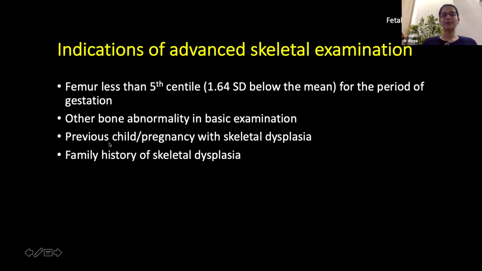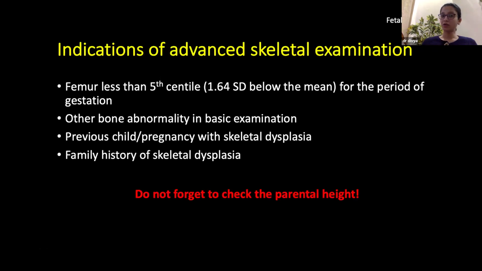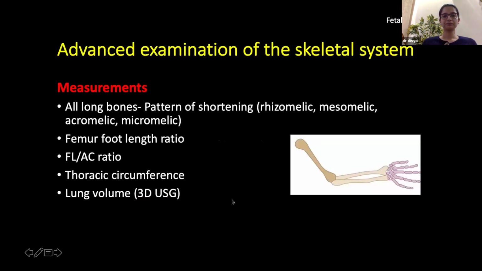If a couple has a previous child or a pregnancy with skeletal dysplasia, or a family history of skeletal dysplasia, this is also an indication to perform an advanced skeletal examination of the fetus. Now, whenever you see a short femur, before panicking that there is a skeletal dysplasia, please remember to also check the height of both the parents, because sometimes it's just a case of familial short stature and nothing else.